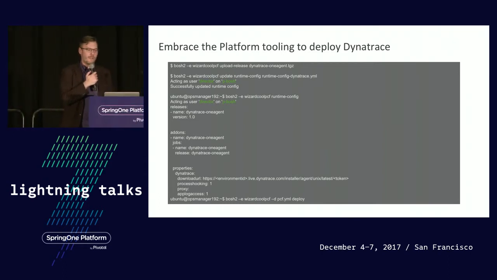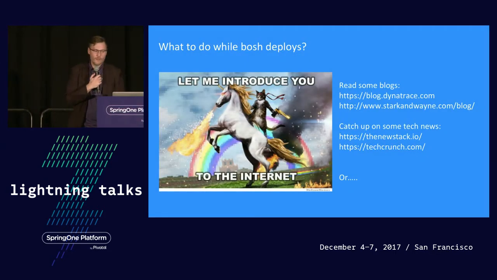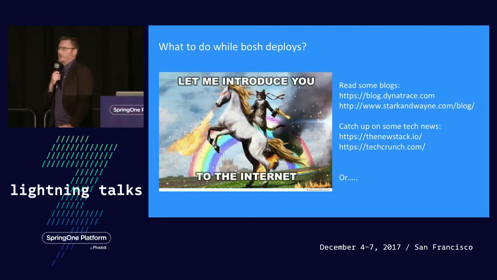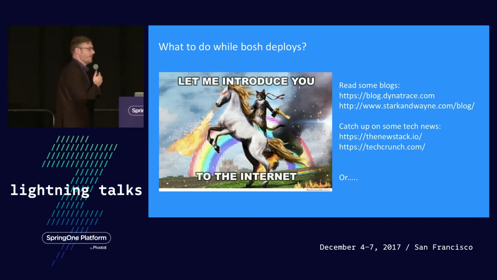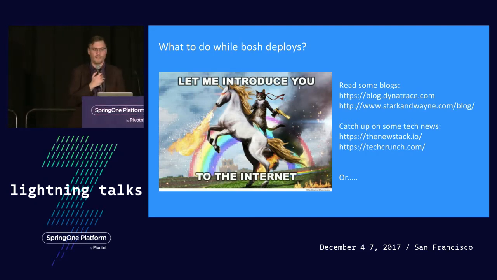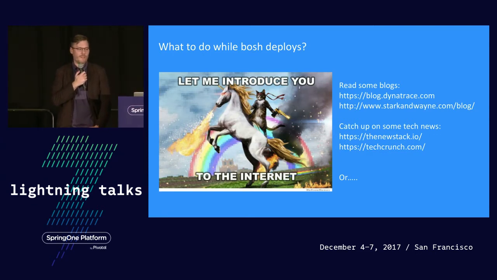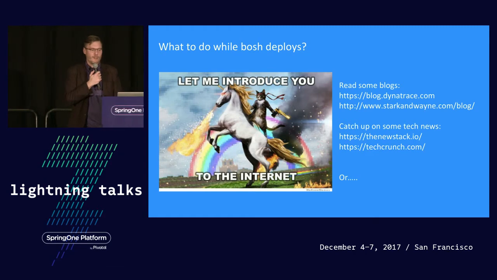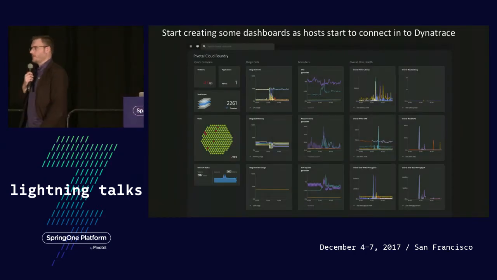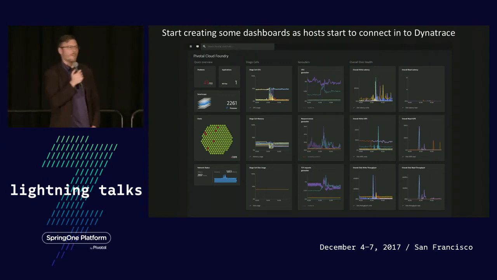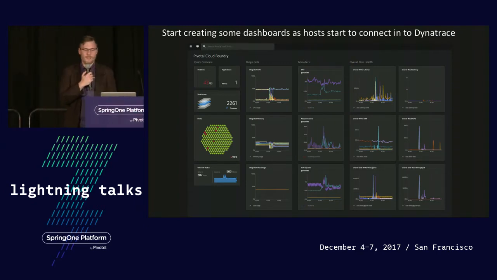A cool new feature of the Cloud Foundry platform that's been floating around. When we issue that deployment, it's going to take a couple of minutes to run. So what are a few things we can do while BOSH is deploying? Well, you could read a couple of blogs. There's nothing there that's really out of the ordinary. The other thing you can do is start creating some dashboards, right? These are some dashboards from Dynatrace of some of the data coming through.